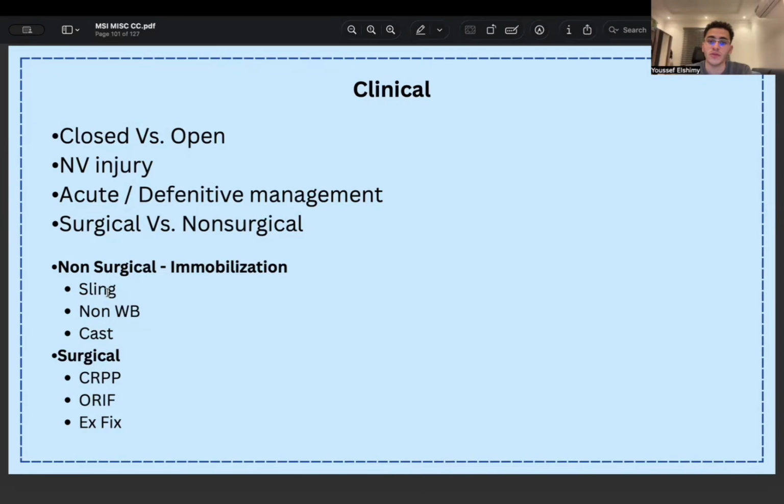But for other conditions, for example, if a patient needs surgery, you have to manage him acutely first. So first thing you do immobilization, then you can do surgeries, for example, after a week or so. So you have to know the difference between acute and definitive management. We also talked about the surgical and non-surgical. The non-surgical includes immobilization, things like applying sling, cast, doing non-weight bearing things. And then surgically, we have the CRPP, the ORIF, and the external fixation.